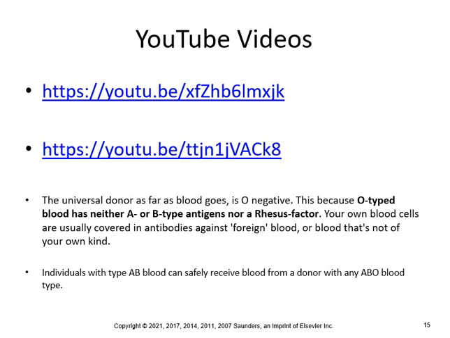But the universal donor, as far as blood goes, is O negative. That's because O type blood has neither A or B type antigens nor a rhesus factor. So your own blood cells are usually covered in those antibodies against foreign blood or blood that's not of your own kind. And individuals with type AB blood can safely receive blood from a donor with any ABO blood type.